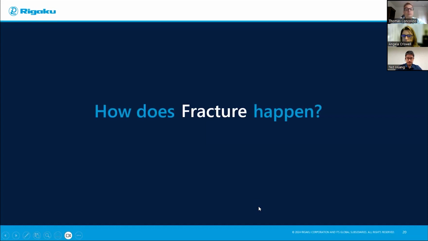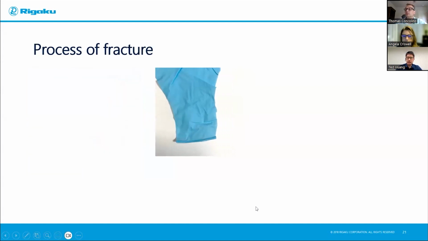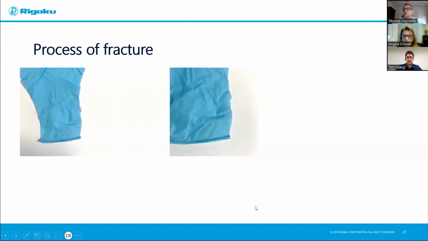How does fracture happen? Well, imagine here we have a simple glove you can find in any lab. I cut a piece of it from the glove. You can see at the center, the picture. Now imagine you're using it in some way. Maybe you're using too much force, or you rub it against something sharp, and you may cause some damage. Then you keep using it, keep exerting more force onto it.